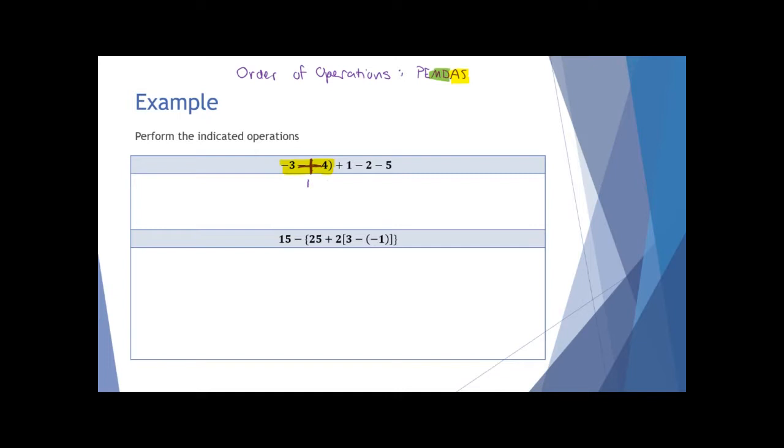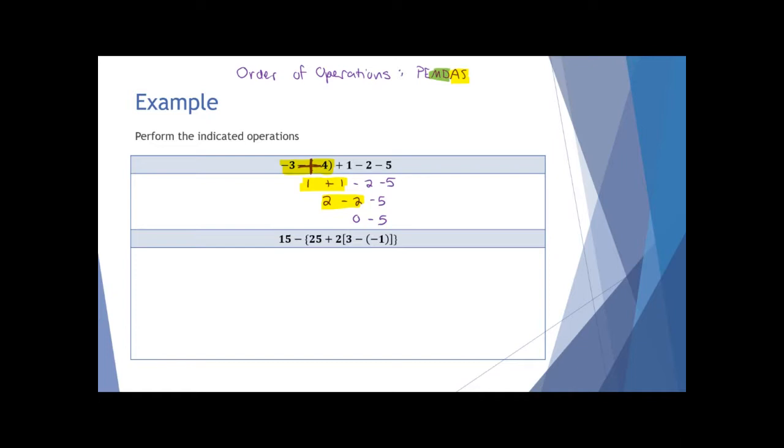So we have 1 plus 1 minus 2 minus 5. Now we're still going left to right. So now I need to do 1 plus 1. So that's 2 minus 2 minus 5. So I'm going left to right. 2 minus 2 is 0. So I have 0 minus 5.